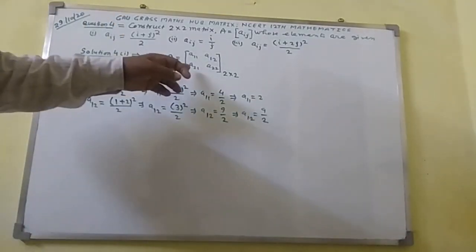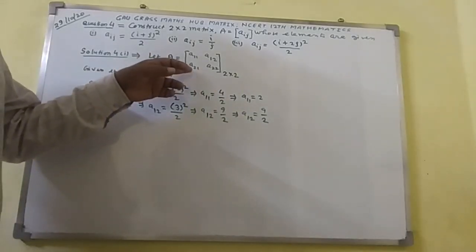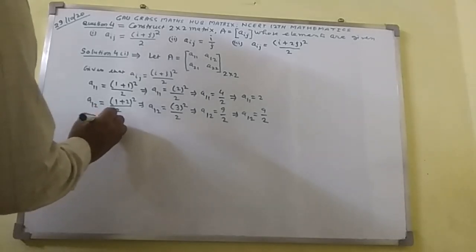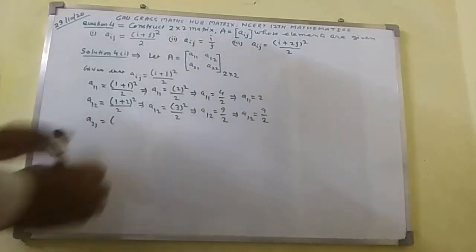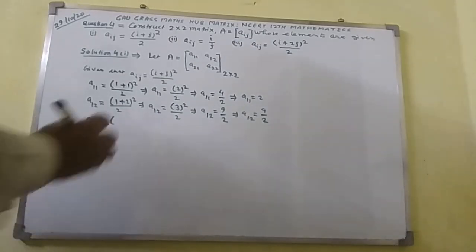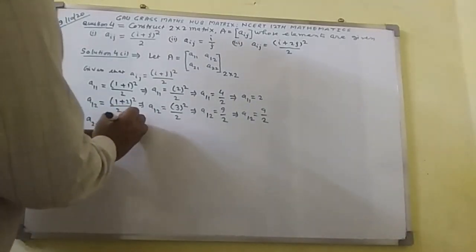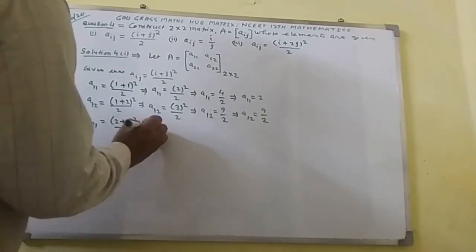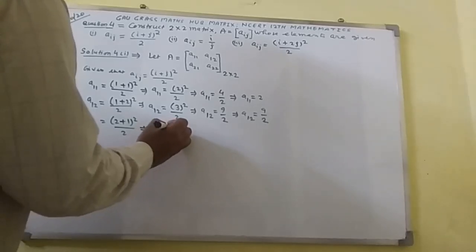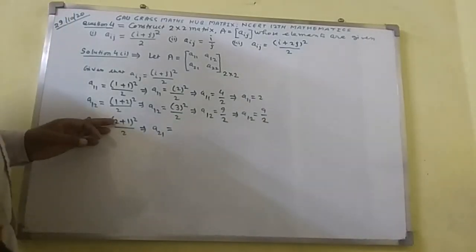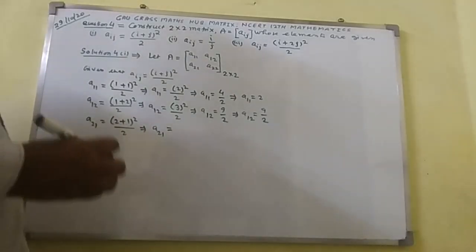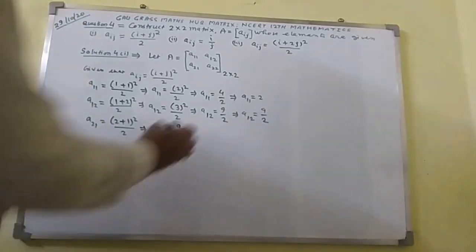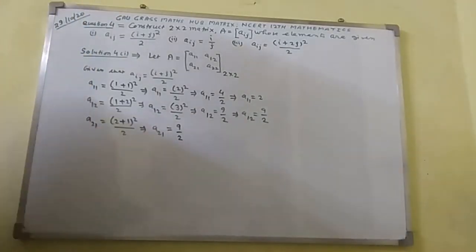Now take the first element of second row, a21. So here you will write, in place of i I shall write 2, in place of j I shall write 1, whole square over 2. Imply that a21 will get here 2 plus 1, 3. 3 whole square will get here 9, 9 over 2. We have got here 9 over 2.